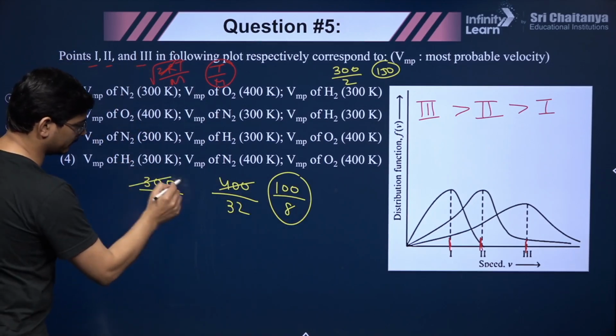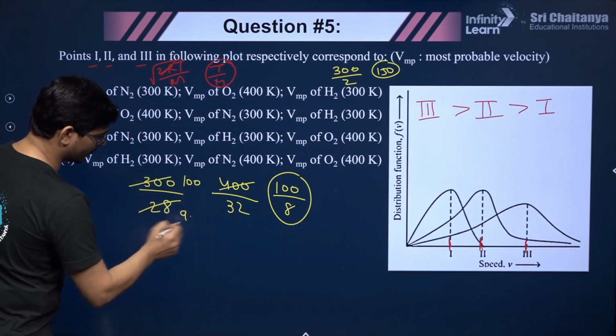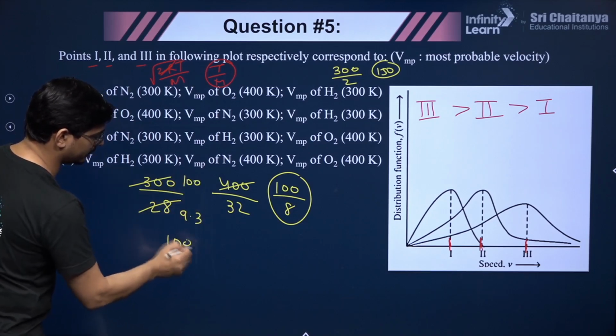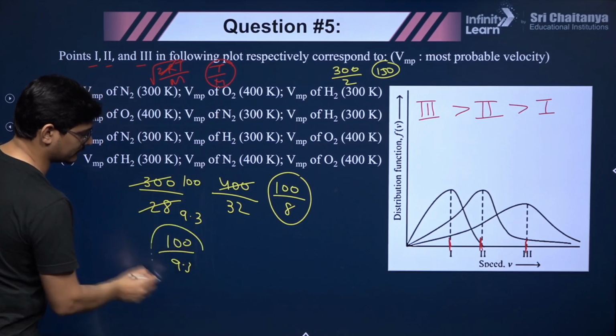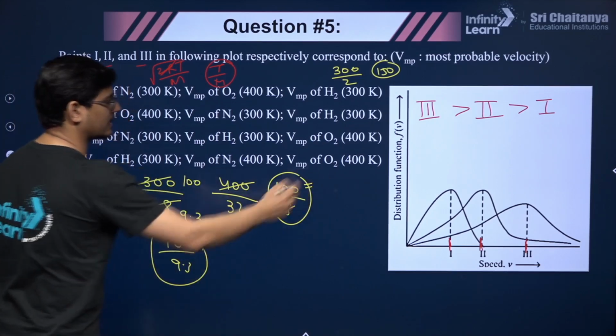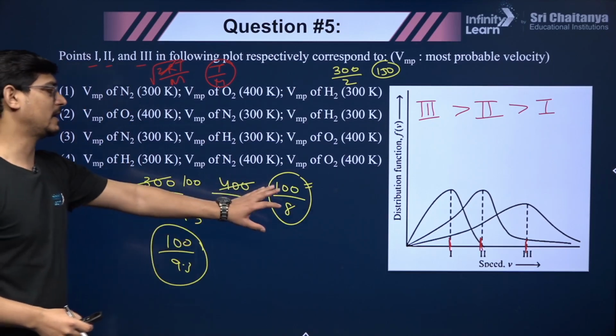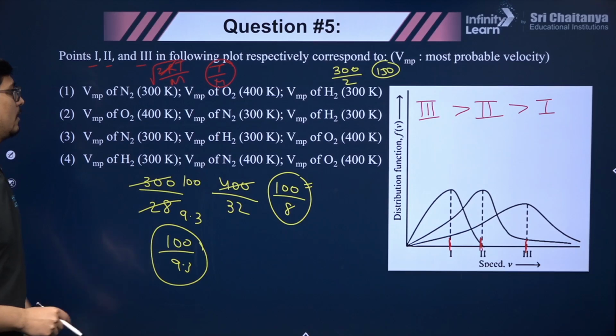So if I divide it by 3, this is 100 divided by 9.3. So this is 100 by 9.3, this is 100 by 8. So of course this fraction is larger, right? Because this denominator is bigger, the fraction is smaller, so this is larger. So the second value is for oxygen.